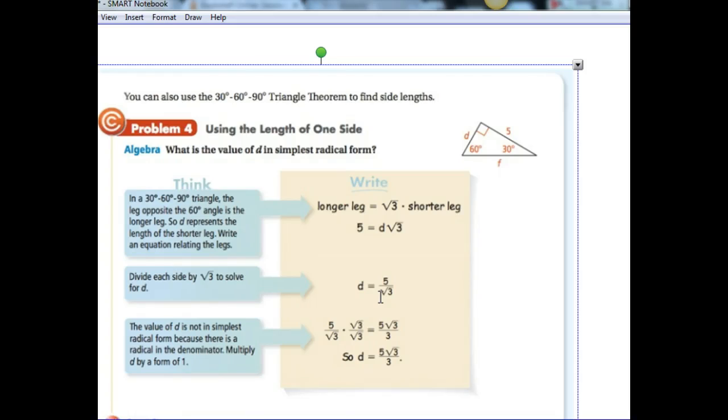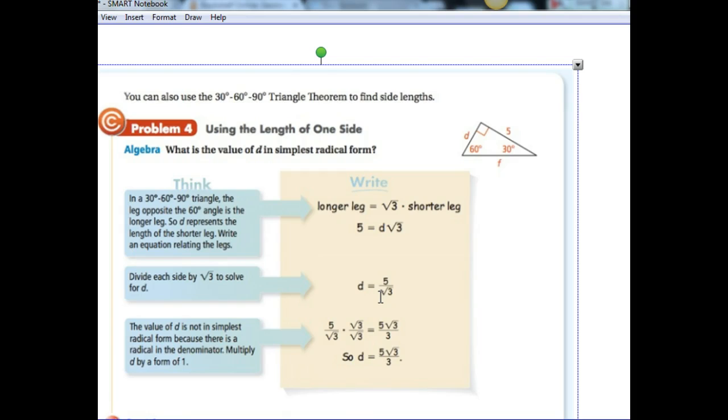Hello, we're looking at Geometry Part 2, Lesson 8-2. This is Problem 4, found on page 502 of your textbook. This is talking about the special relationship in a 30, 60, 90 triangle.